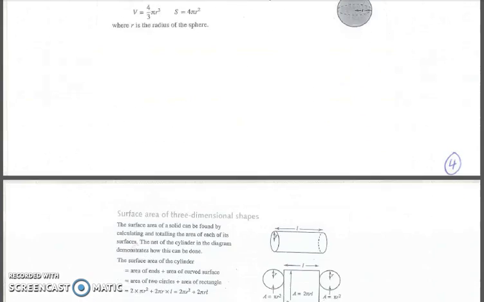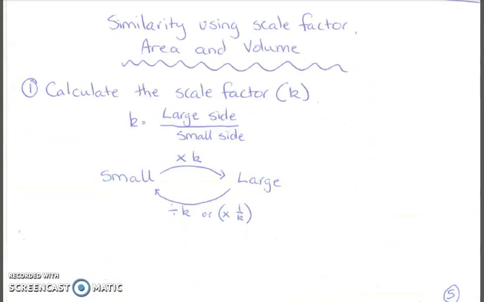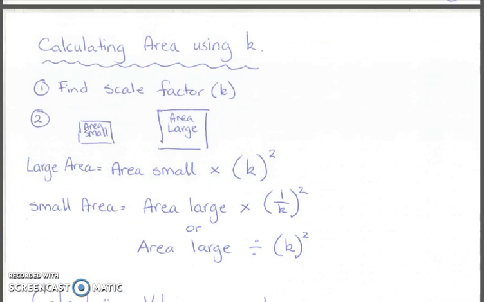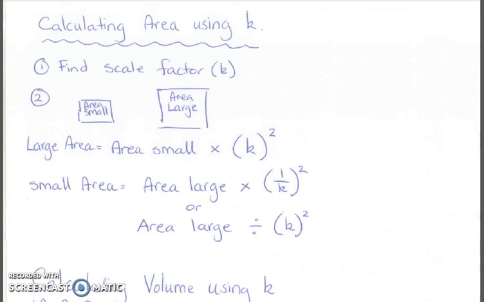I'm going to skip past this for the minute and look at using scale factor K in terms of area and volume. We've just gone over how we can find the scale factor. I like saying going from large over small to work out that K factor. If we're using area, a question might say calculate the unknown area, and you've been given two sides. Well, first off, work out your scale factor. So here's an example. If we've got a small area and a big area, that'd give you two sides to allow you to find your K factor.